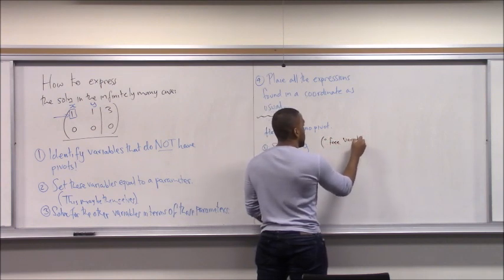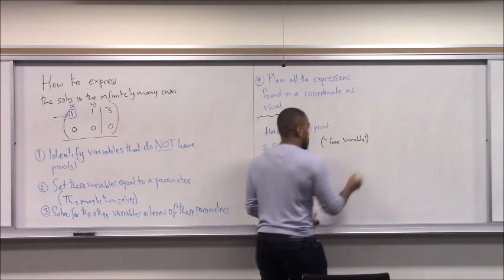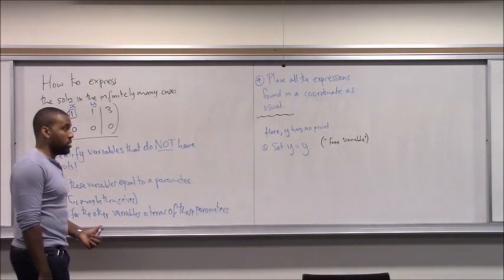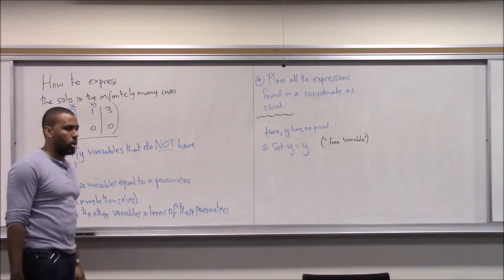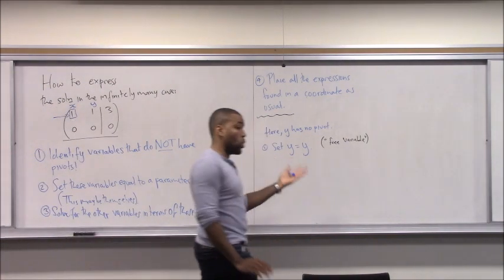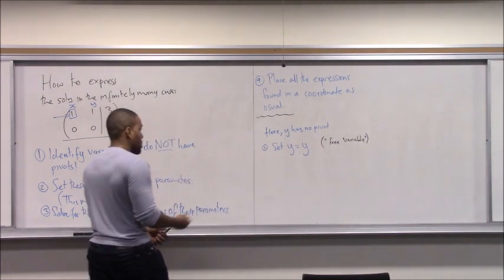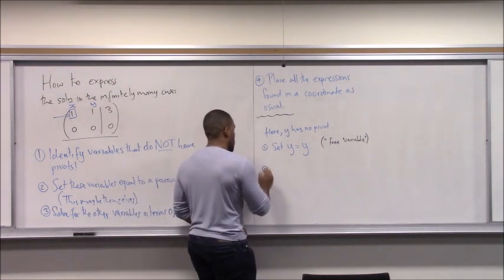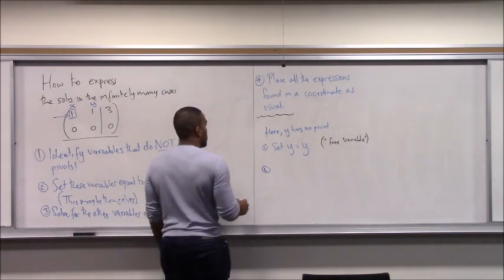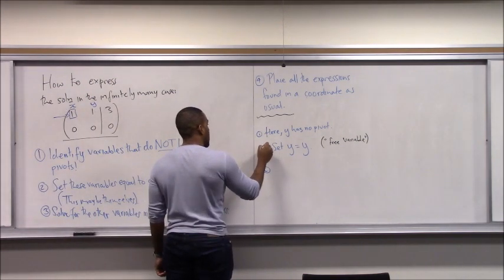It's free to take on whatever value it wants, right? The guys with pivots are the guys you can solve for. The guys without pivots get to be whatever they want, and everyone else has to bend to their will, right? They're the free variables. Y is y. Okay. Now, 2. Well, I kind of did. Well, technically that was 1. That was 2.